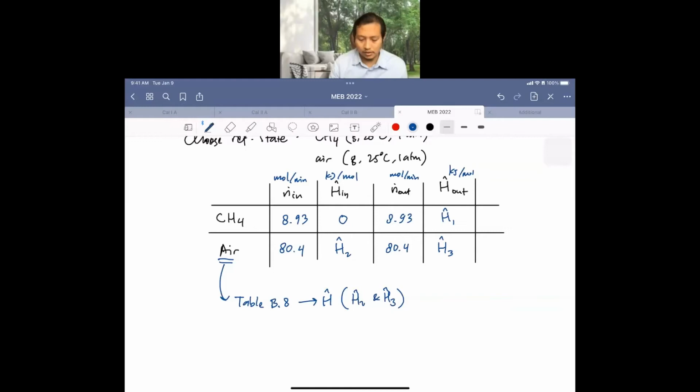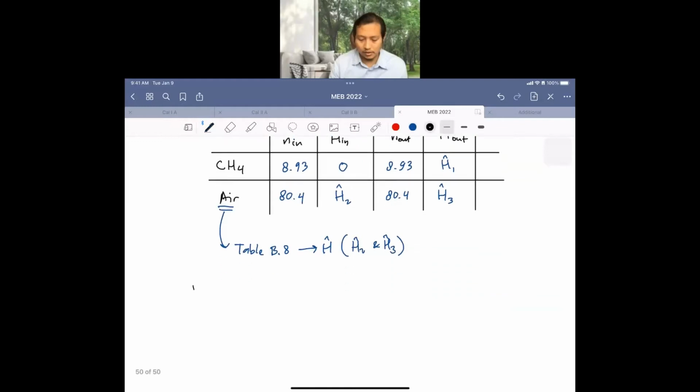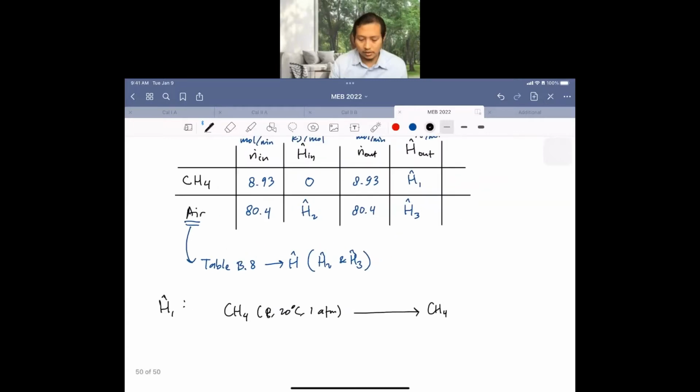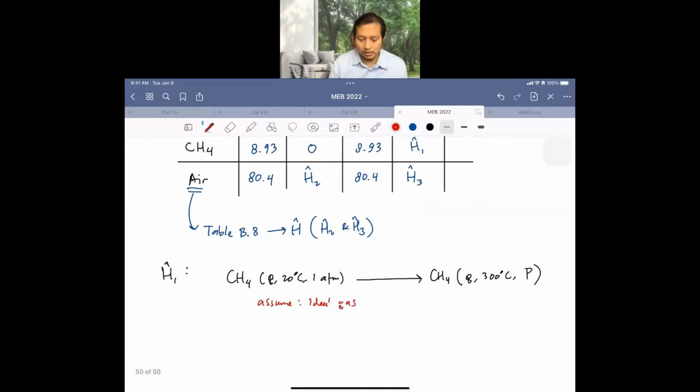Now for H1, if we observe, we have CH4 gas at 20 degrees Celsius, 1 atmosphere, becoming CH4 gas at 300 degrees Celsius and some pressure at the outlet. So assuming ideal gas, right? Assume ideal gas, and neglect heat of mixing.